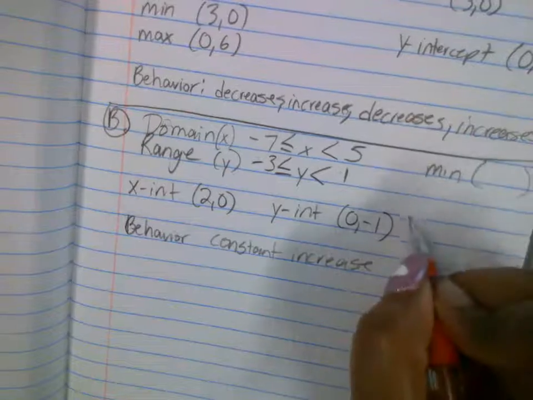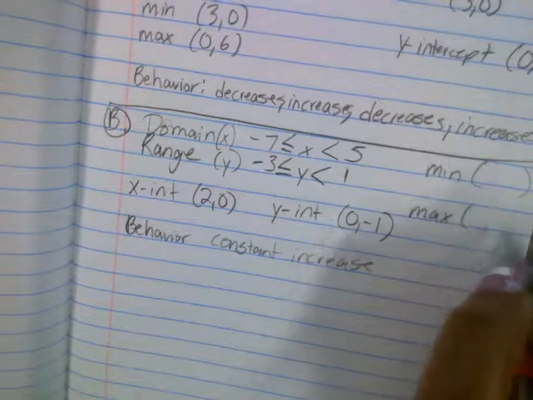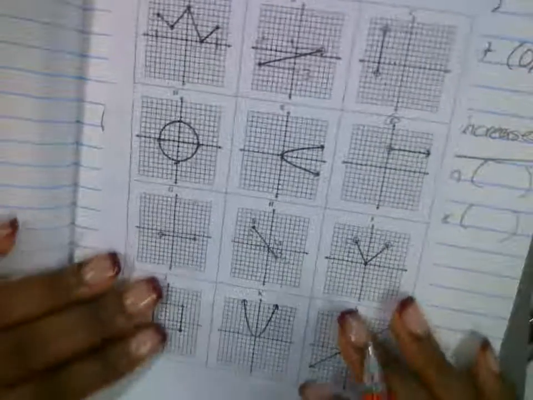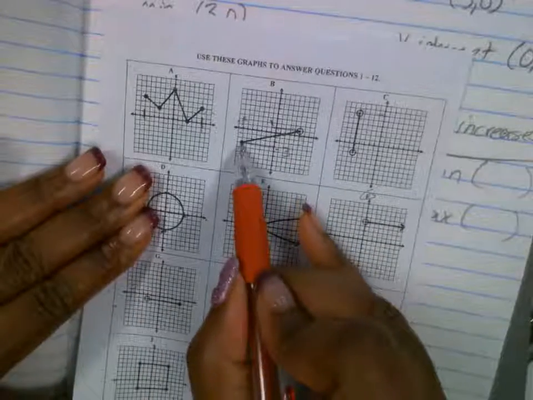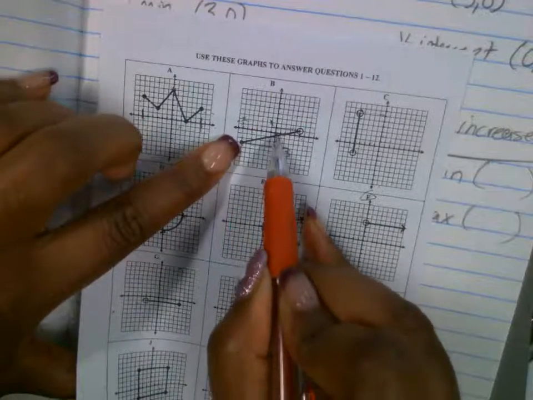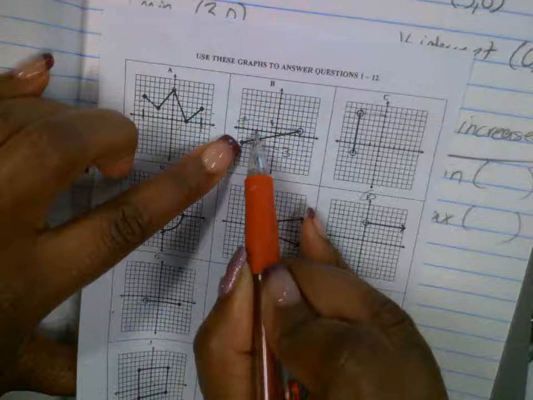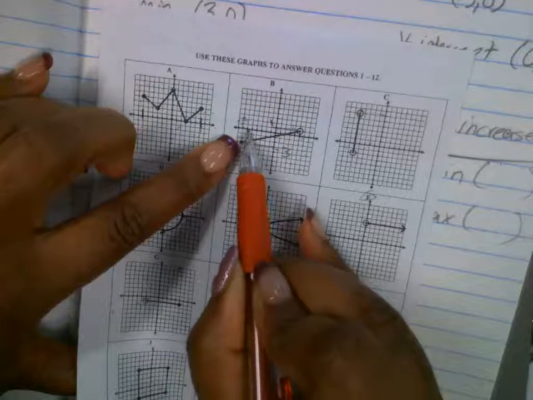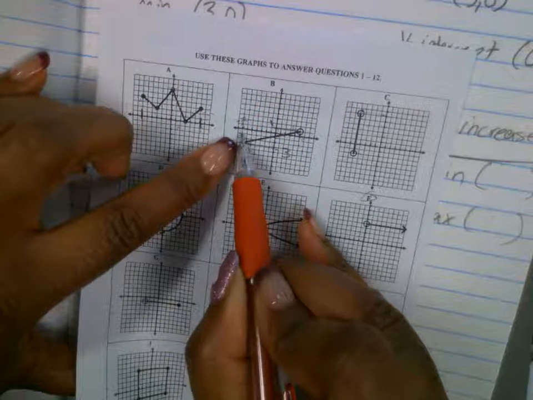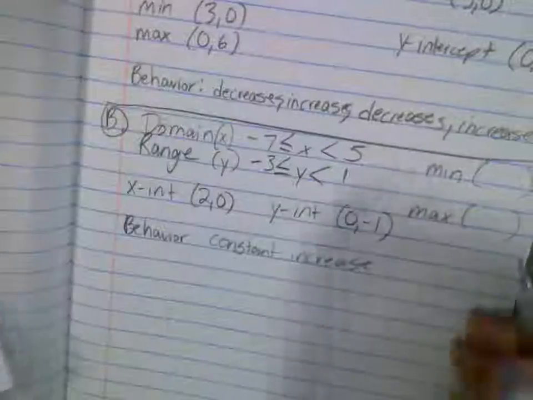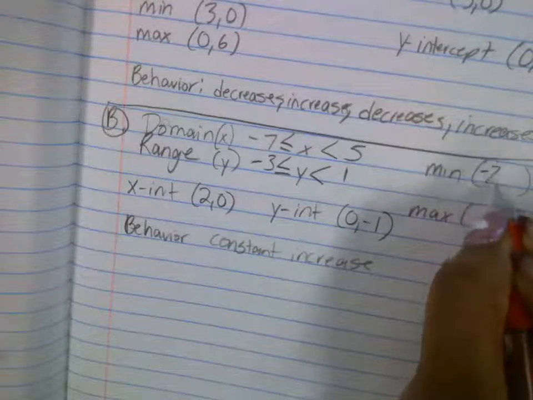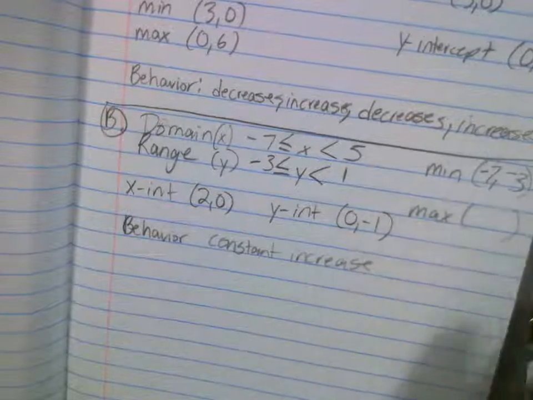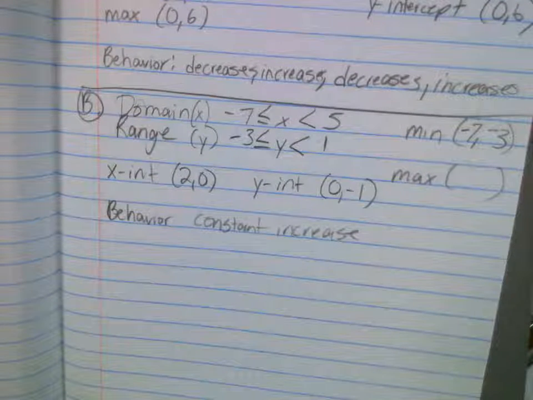Min and max. Your minimum value and your maximum value. The minimum value is the lowest point, which is right here. This is negative 1, 2, 3, 4, 5, 6, negative 7. That's the lowest point of the graph.